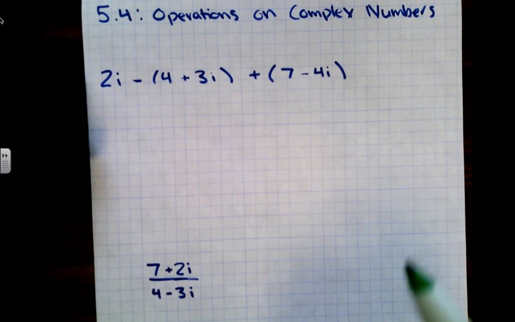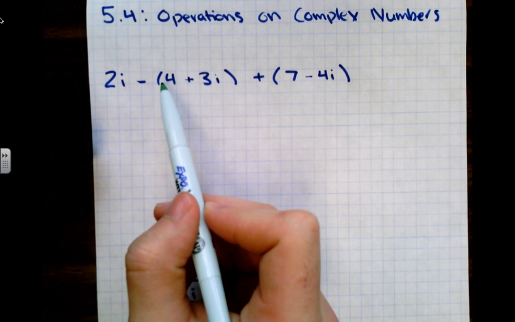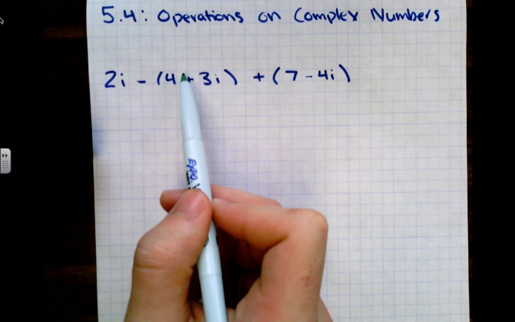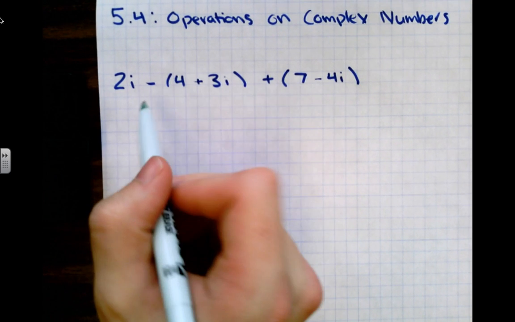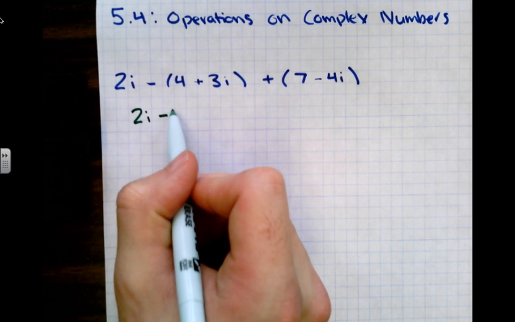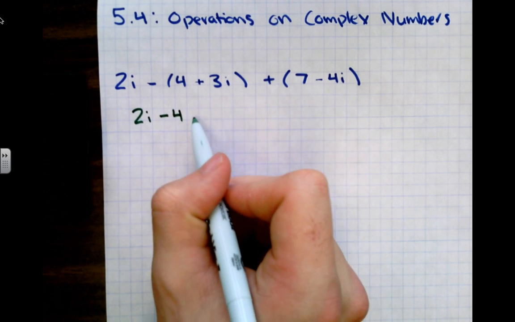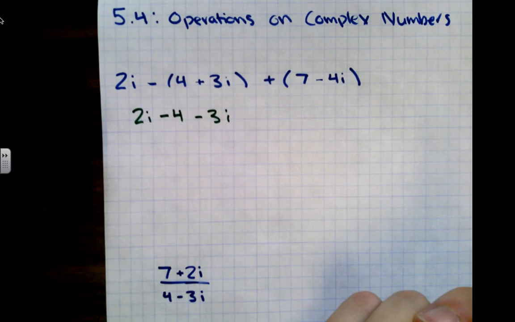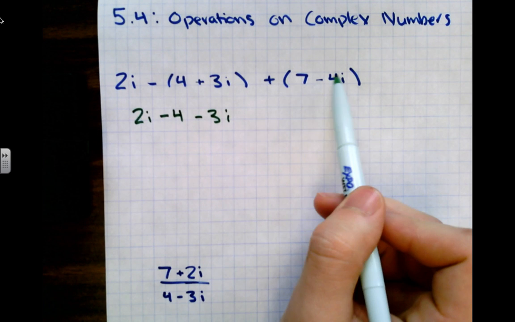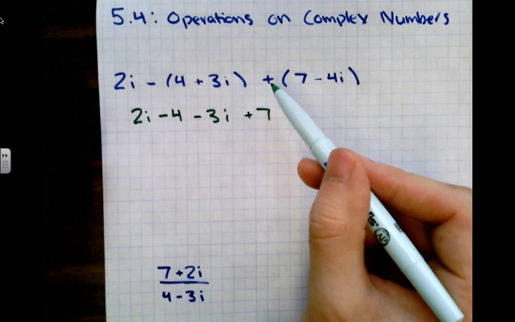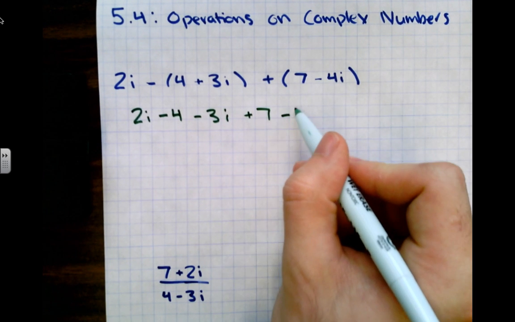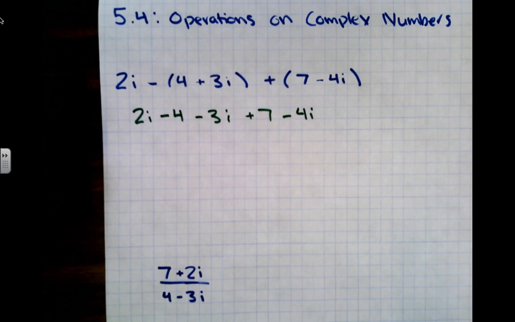So really all we're going to go through and do is look at this as a number that's all being subtracted. So we're really subtracting 4, and we're going to go through and subtract 3i. So we can go through and just distribute that negative sign to both of these terms and eliminate the parentheses. Really the same thing over here. If we're adding 7, that's going to be just plus 7 here. And if we're adding negative 4i, that's really just like subtracting 4i.